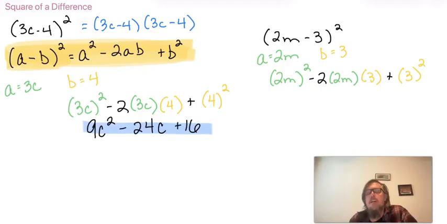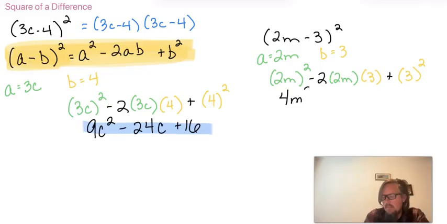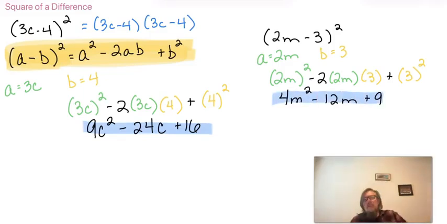And then we're just going to multiply all this. So 2m squared is 4m squared. 2 times 2m is 4m, and 4m times 3 is 12m. And then 3 squared is 9. And there it is: 4m squared minus 12m plus 9. And that's how to do the square of a difference using that shortcut.